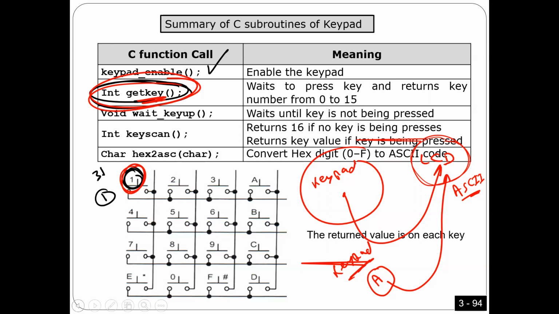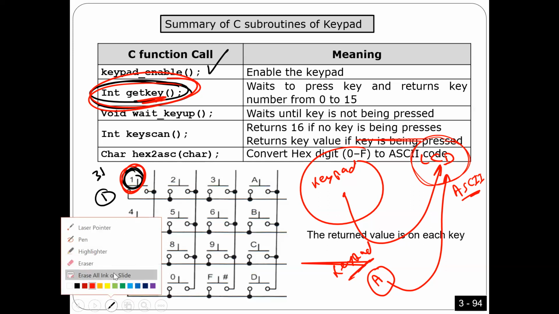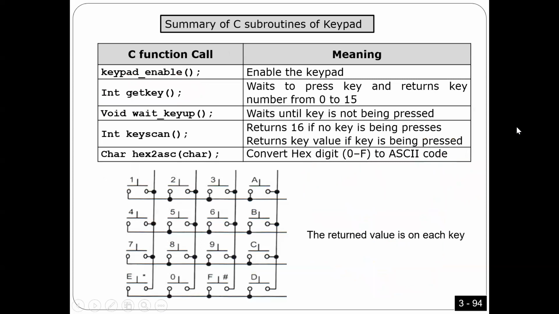But keep in mind, as you will see right now, get key here should return a number from 0 to 15. So this one is 10. It's not going to return A, it's going to return 10. This one is going to return 11, 12, and so on. Even this one here is not going to return hashtag, it's going to return the number 15. This one is going to return the number 14, and so on. It's going to return just a number.